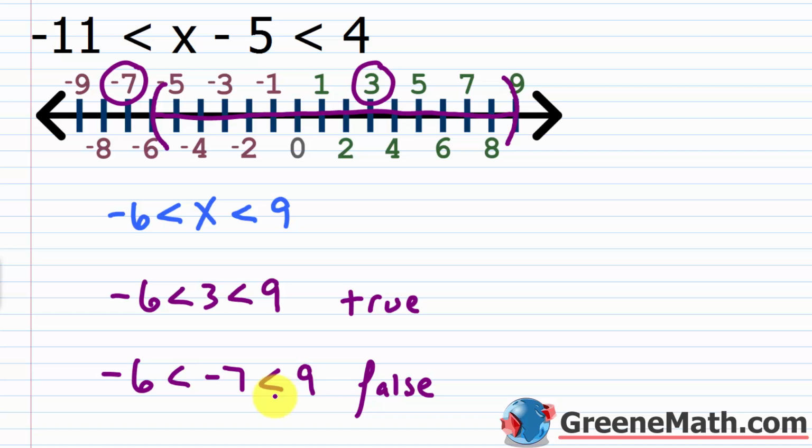So the numbers that fit that criteria are in this shaded area here, okay? Where -6 and 9 are kind of the endpoints. They're not included. Those are the boundaries. And everything in between works as a solution.